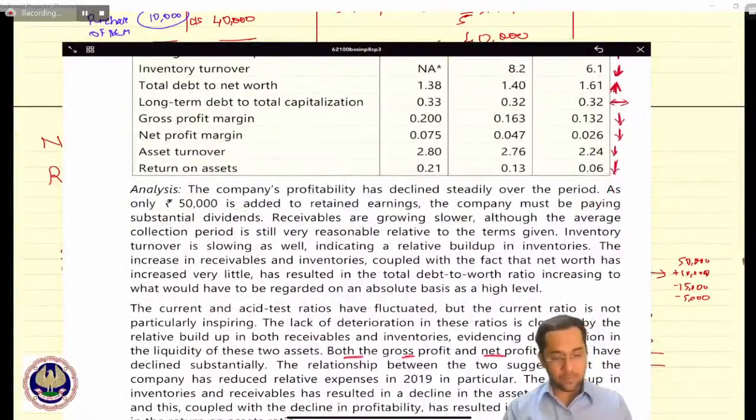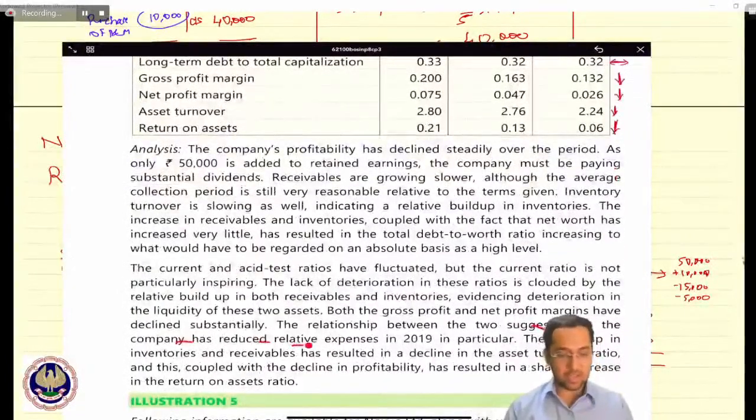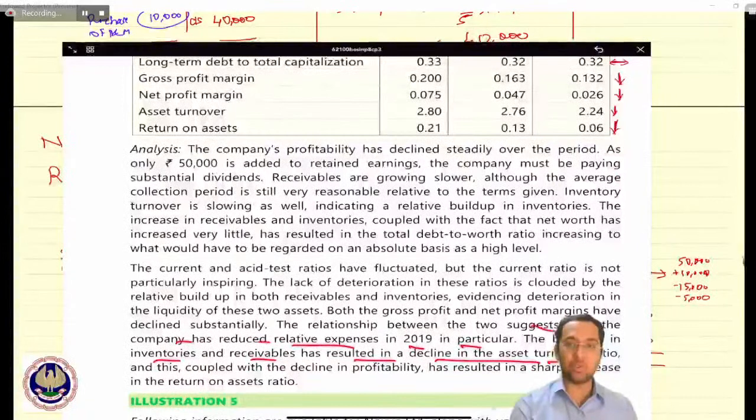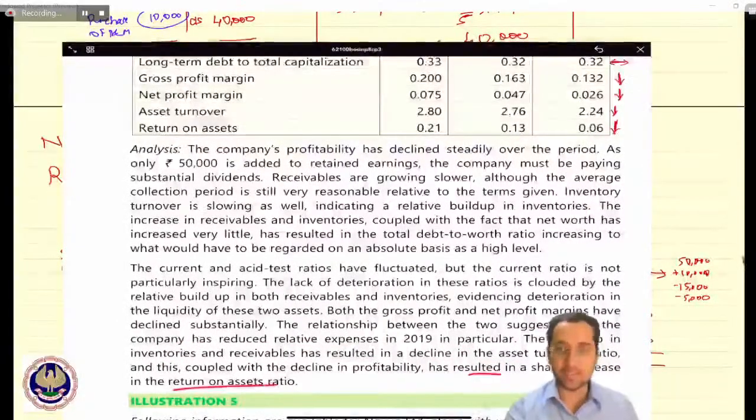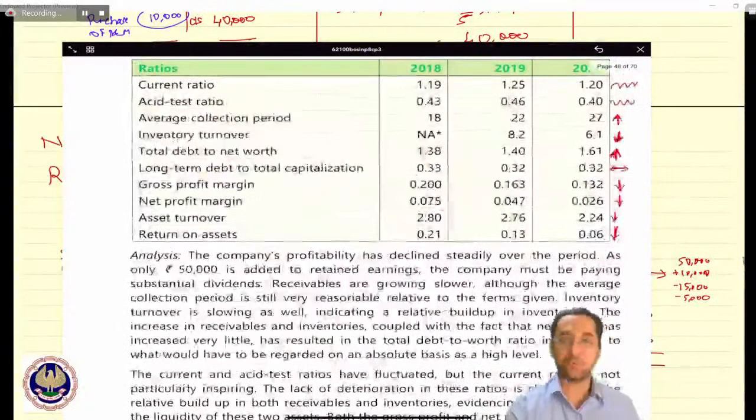Both the GP and net profit margins have declined substantially. The relationship between the two suggests that the company has reduced relative expenses in 2019 in particular. The buildup in inventory has resulted in a decline in asset turnover ratio also. So the asset turnover ratio has also reduced because you have that asset base increasing. And that has resulted in a decrease in return on assets ratio also.